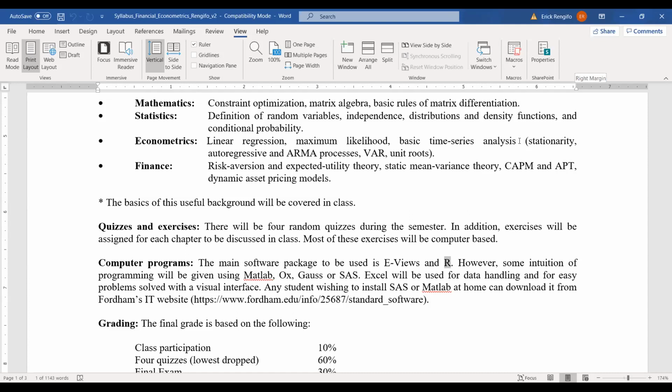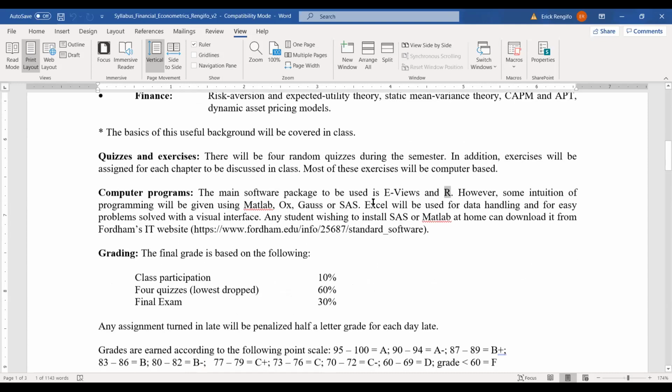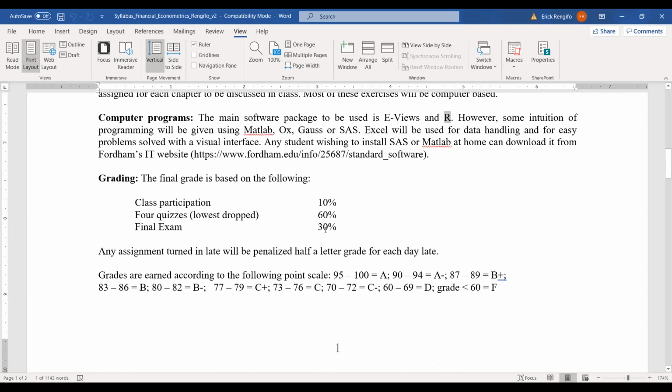So now, what we have also in the class, guys, is the grading. We have class participation, basically just be in the class and try to participate, try to ask questions, contribute to the class. There are a lot of things that you can contribute, I'm pretty sure about that. We are going to have four quizzes, okay, and we're going to drop the lowest one.